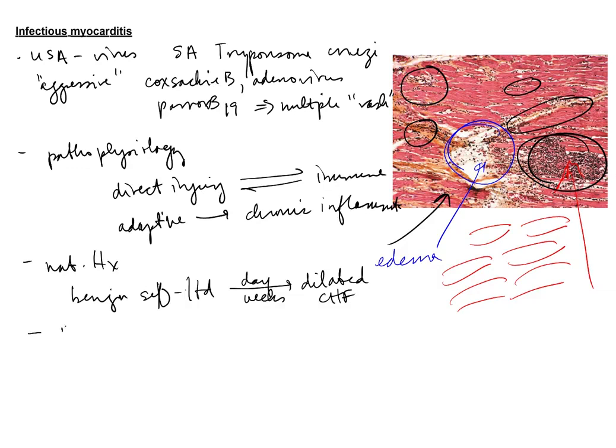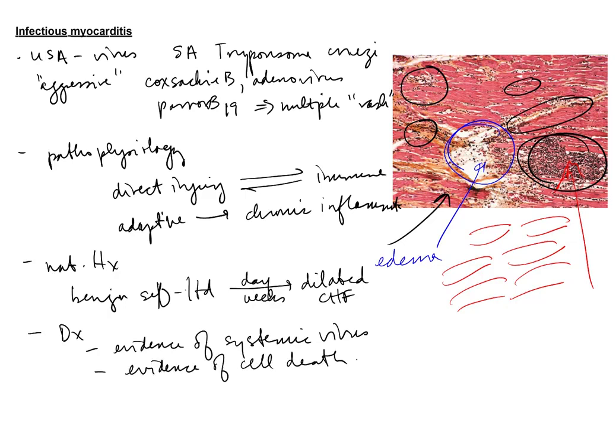The problem is going to be, how do you make the diagnosis? Generally speaking, in everyday practical medicine, you're going to go looking for evidence of a systemic virus. And again, that's not positive, is it? That's going to be presumptive. The second thing you can go looking for is evidence of myocyte death. So that's going to leave you with the muscle proteins, creatine kinase, and troponin.